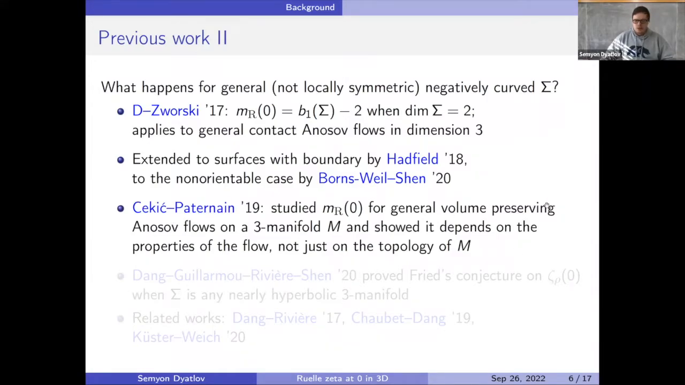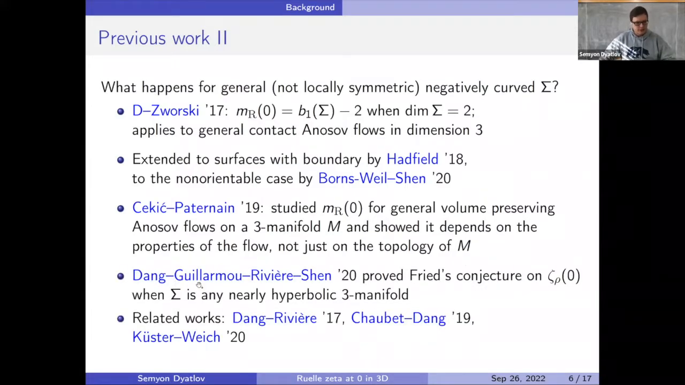And there was a study of volume preserving Anosov flows which are not contact. So it's kind of a hierarchy of what kind of Anosov flow you could have. And then that was done by Cekić and Paternain, and they showed that sometimes things don't just depend on the topology, but also depend on certain properties of the flow.